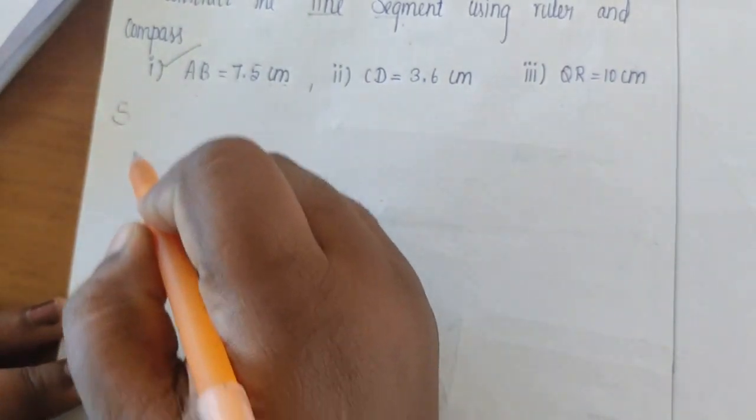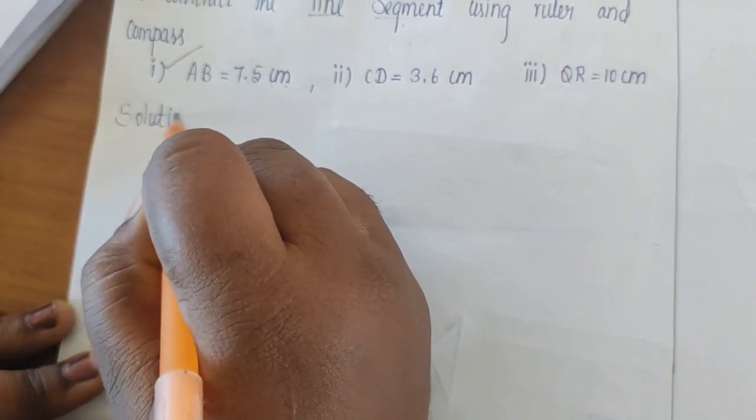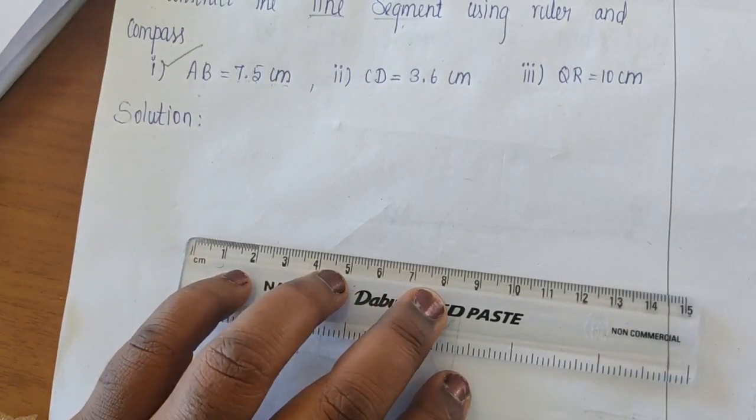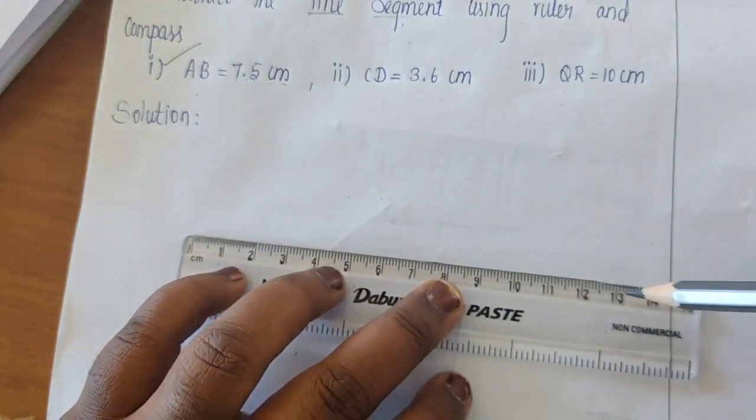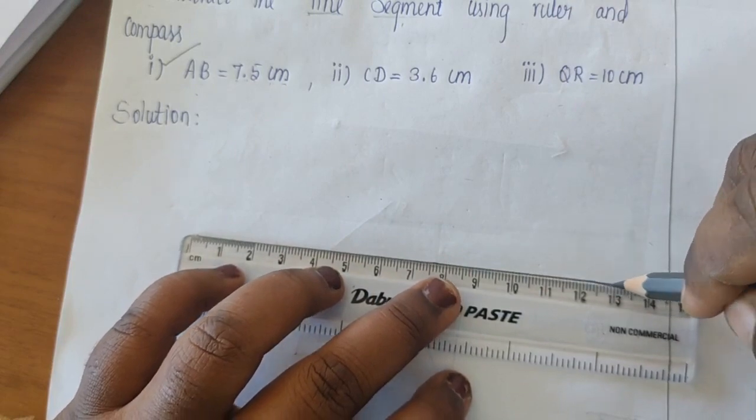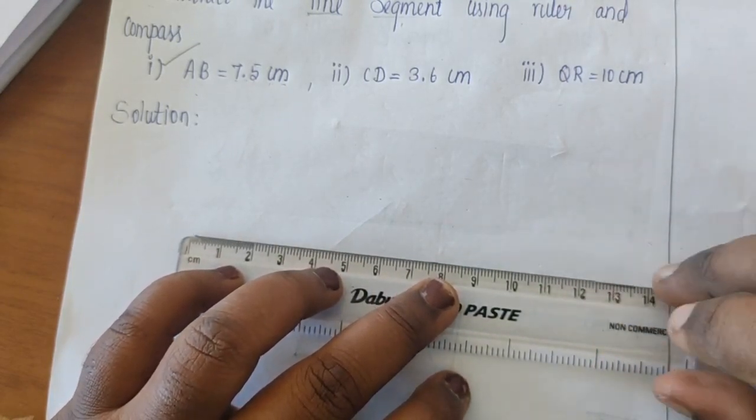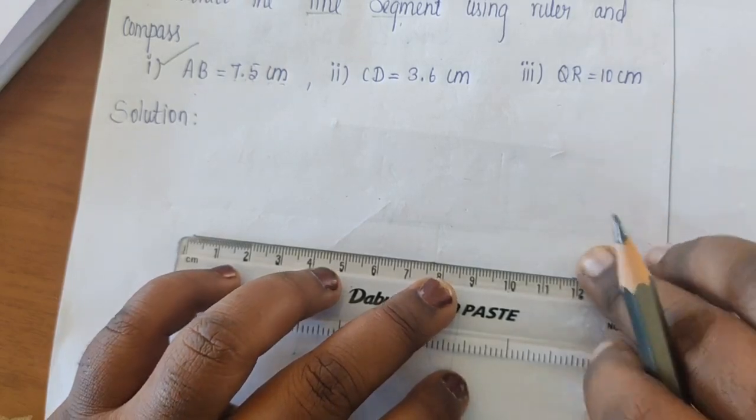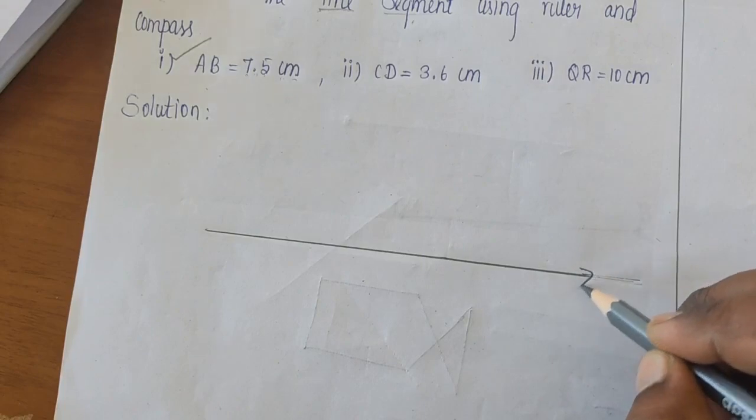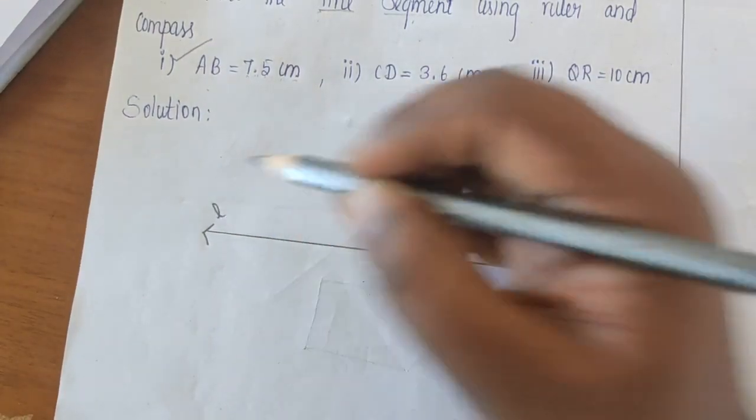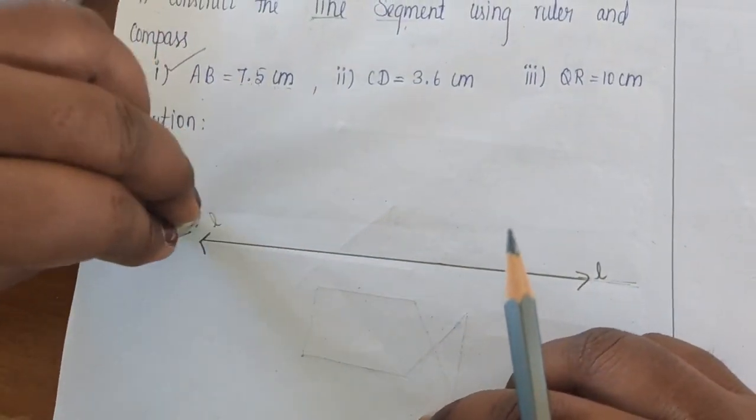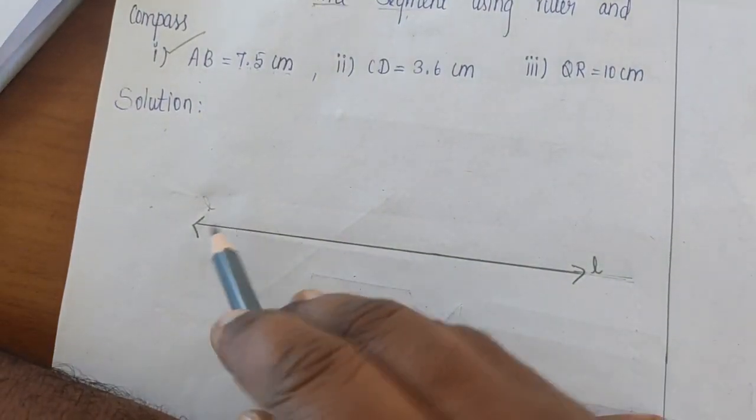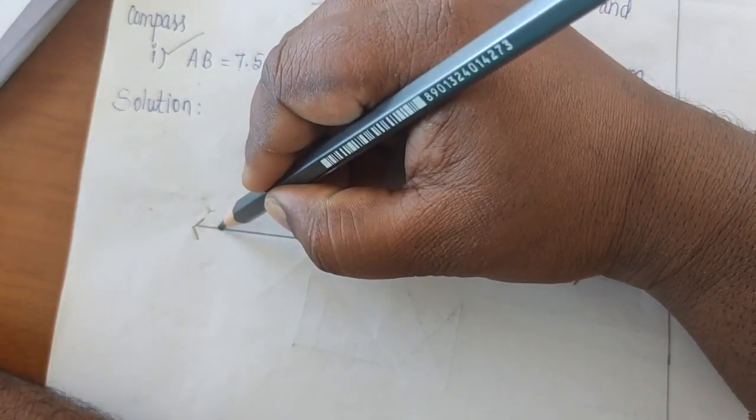Solution. Okay students, first we draw a line L. This name is L. And mark the starting point here.